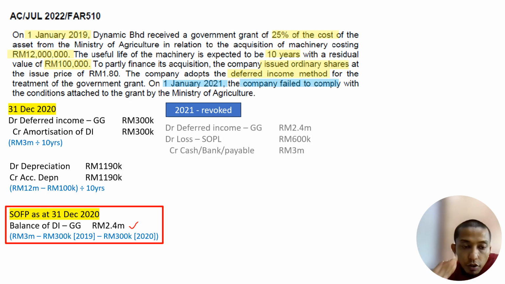All right. We write off the deferred income, 2.4 million here. We need to pay in full. We need to pay the 3 million that we received. The balancing figure is the loss, 600,000. Again, what we did here is similar, three times we did similar things. I do hope that you understand this process, right?